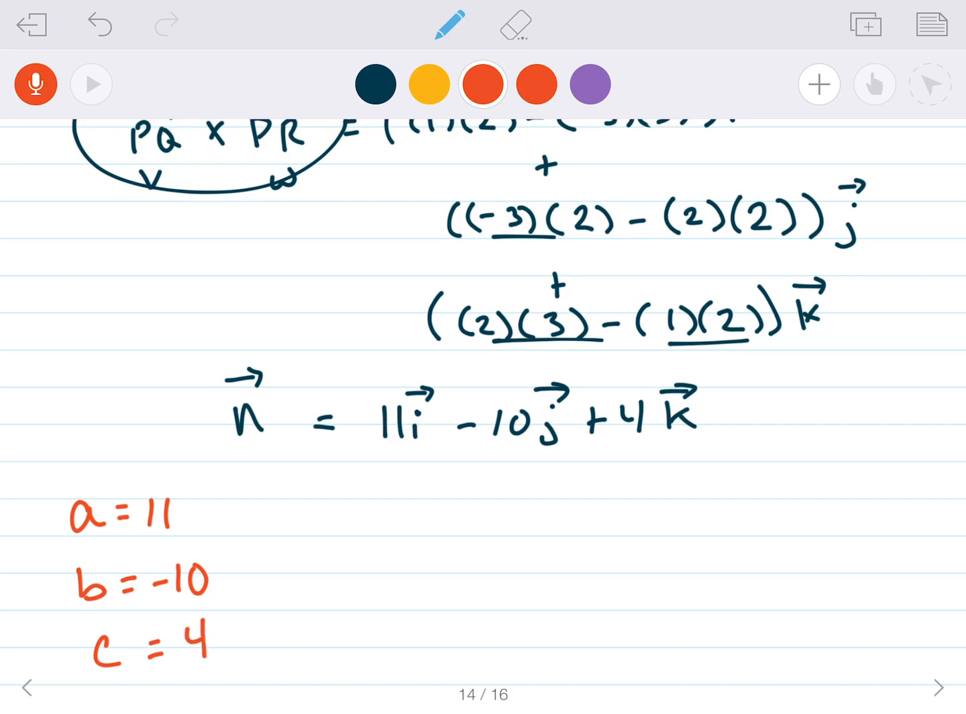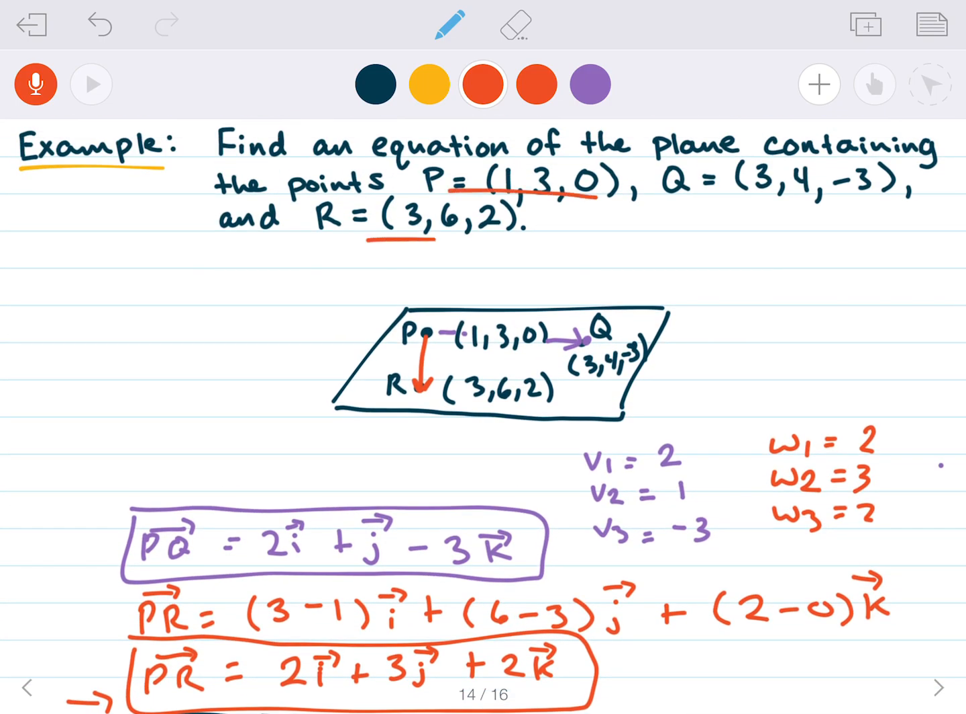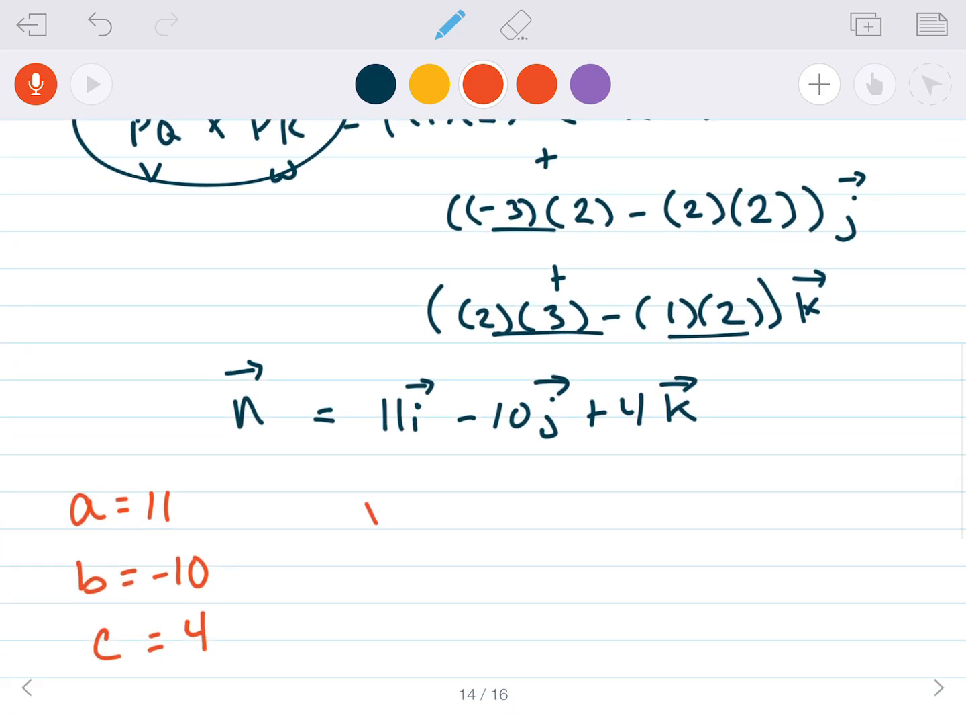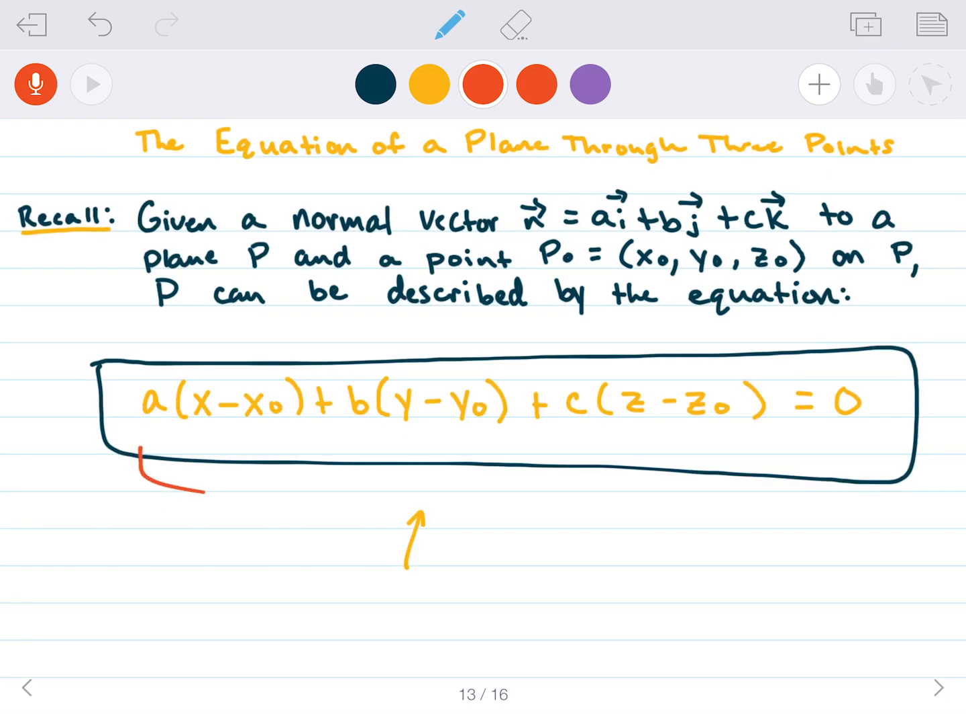And now we can figure out what the equation of the plane is, because in the very beginning we were given 3 points that are on the plane. So use any of those points. I'm going to use P as x naught, y naught, z naught. So x naught is 1, y naught is 3, and z naught is 0. Okay? So again, we're just using this formula right here for the equation of the plane.